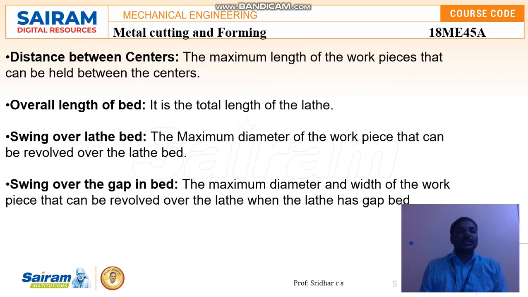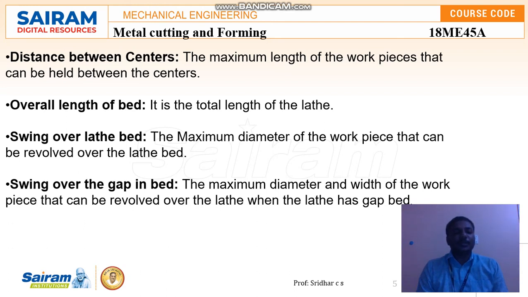First is the distance between the centers. The distance between the centers is mainly about the headstock and the tailstock. The headstock and the tailstock are very important in order to hold the workpiece rigidly. The headstock is fixed on the left hand side, and the tailstock we can move, and we can fix the workpiece in between these two centers according to the size of the workpiece.